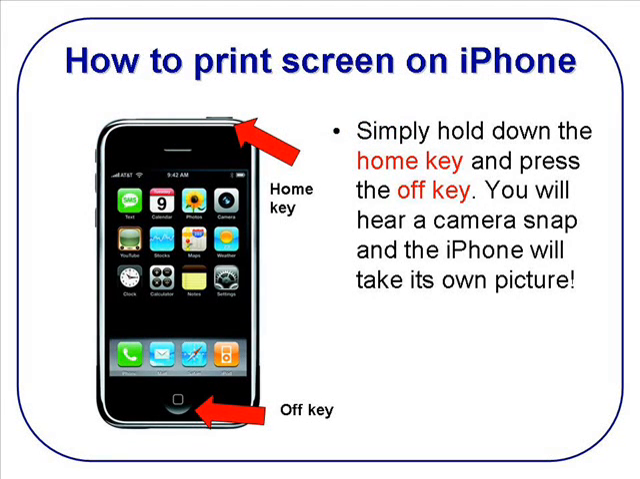Now I'm going to explain how to print screen on iPhone. That's very simple. You just have to hold down the home key and press the off key. You will hear a camera snap and the iPhone will take its own picture. As you can see on the screen, you have two red arrows. The first one is the home key and the second one is the off key. When you push these buttons, you can take a picture of your iPhone screen.